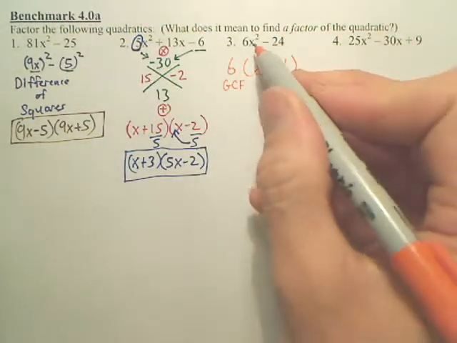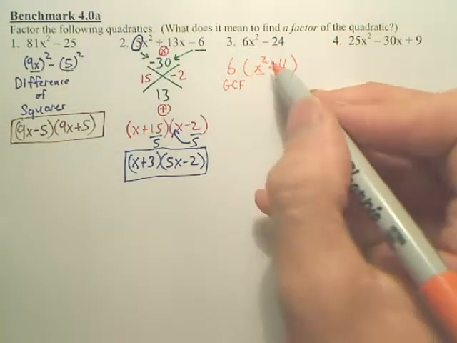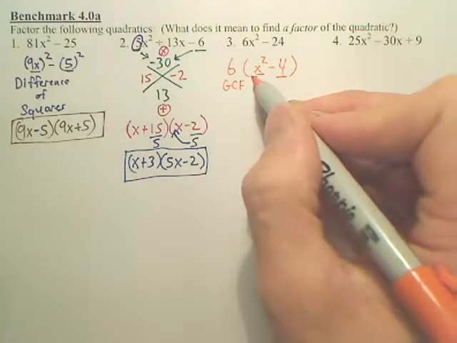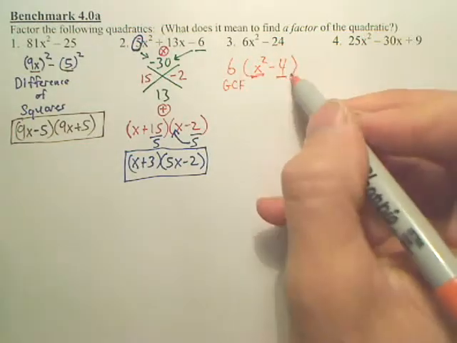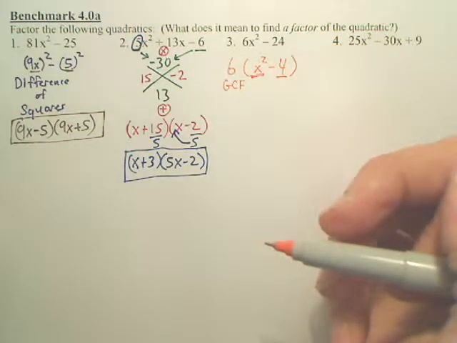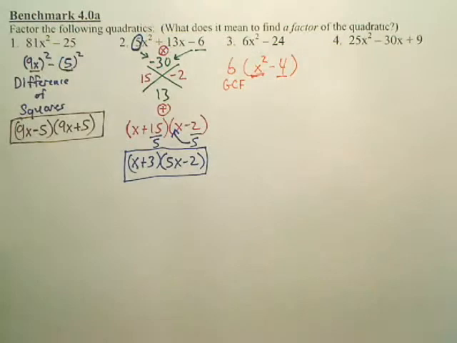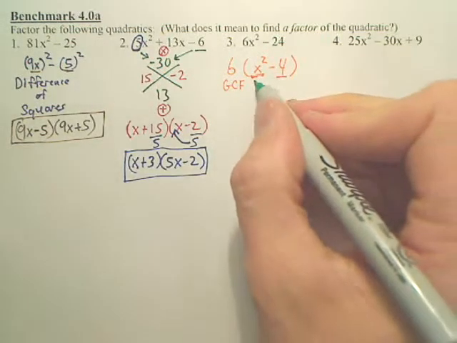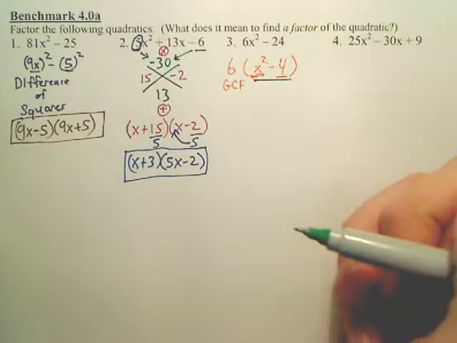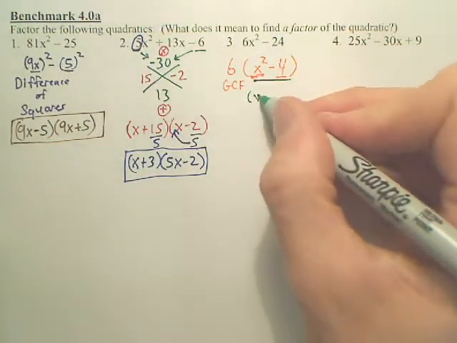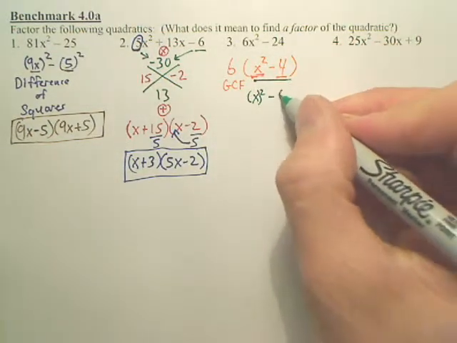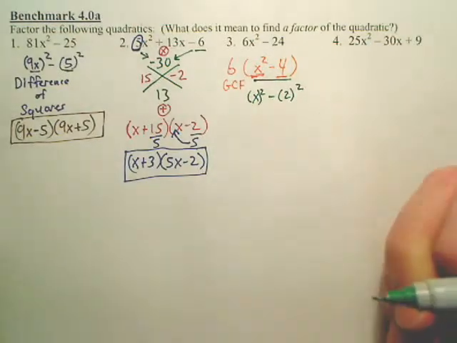Again, 6 times x squared gives you 6x squared. 6 times negative 4 gives you negative 24. Now, is that completely factored? No, sometimes it will be. But we can now still factor this. That is a difference of squares. That is x squared minus 2 squared.